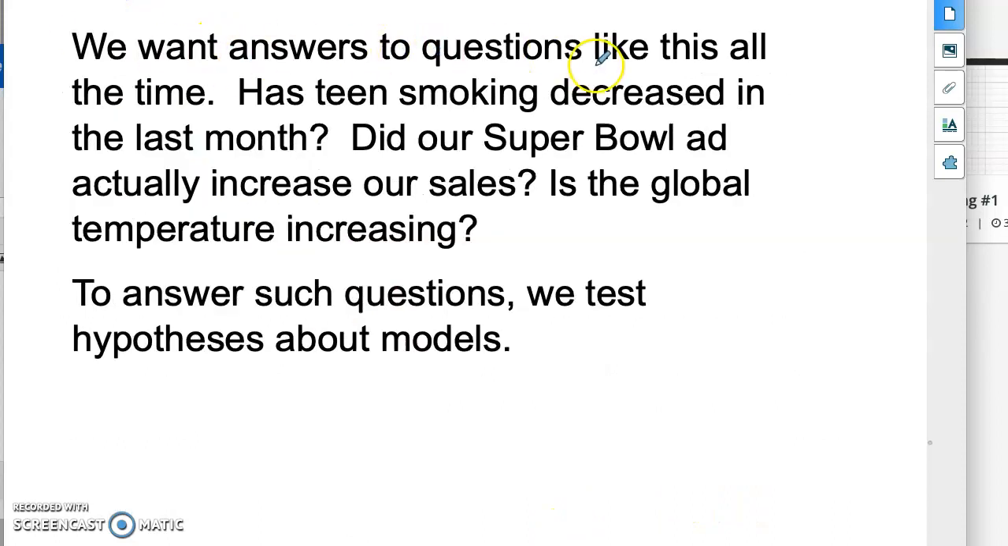All right. We see questions like this all the time when we make changes to things. We want to know whether or not the change that we made has made any difference, or just in general. For example, have teens stopped smoking or smoking less this month than last month? We put an ad in the Super Bowl. Did that actually make a difference? Did it increase our sales? Is the global temperature increasing? And so on. So to answer these questions, we test hypotheses.